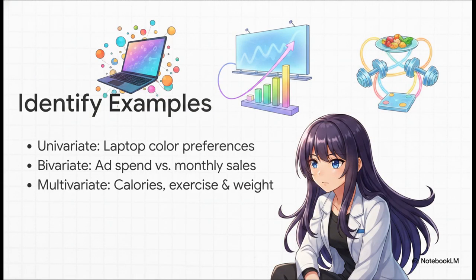Let's ground this identify step in the real world with some micro-examples straight from our source material. Univariate? That's asking, what are the color preferences of persons who purchase laptop computers? Just one variable, color. Bivariate? Is there a relationship between advertising expenditure and monthly sales revenue among small retail businesses? We've got two variables here, ad spend and sales revenue. And multivariate? How does calorie consumption and hours of exercise impact weight? Now we've got 3 variables in the mix.